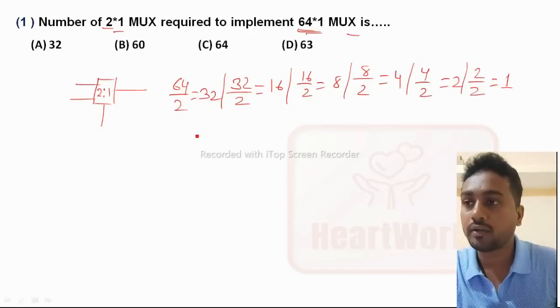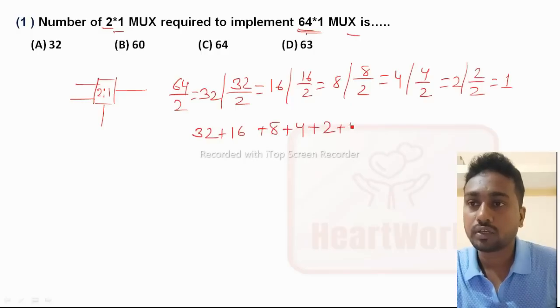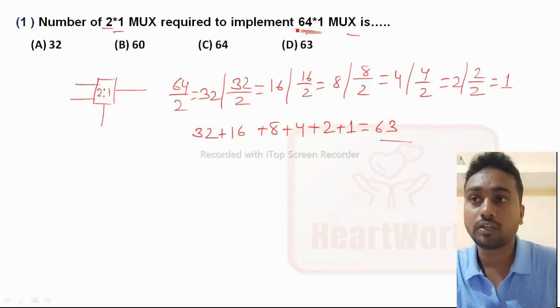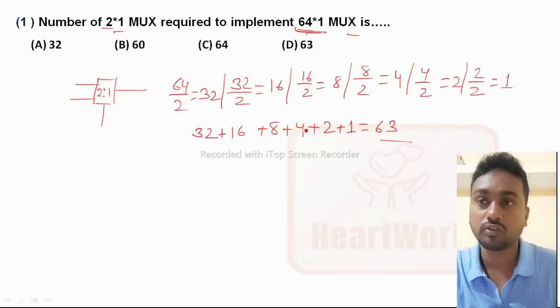After that you have to add all: 32 plus 16 plus 8 plus 4 plus 2 plus 1. That is equal to 63. So 63 number of 2 is to 1 mux are required to implement a 64 into 1 mux.